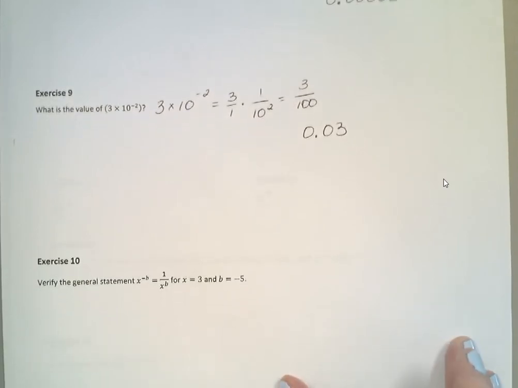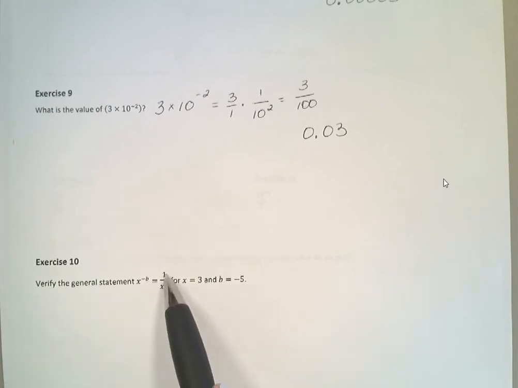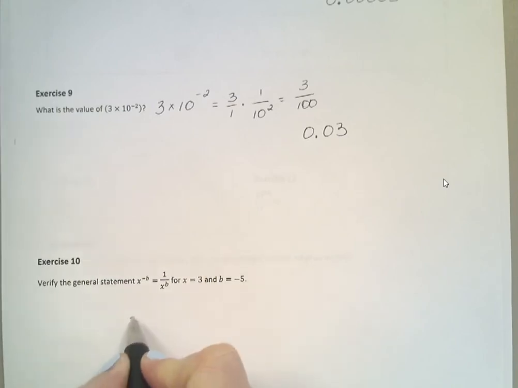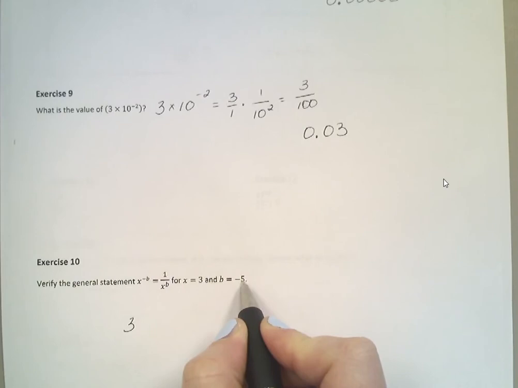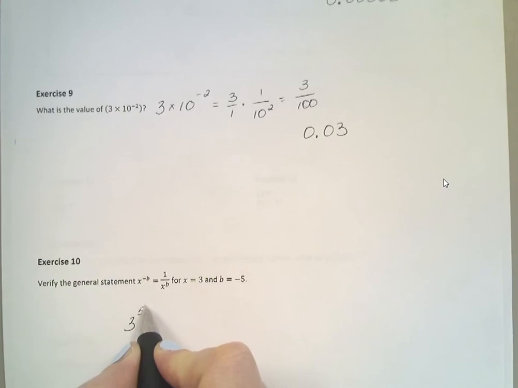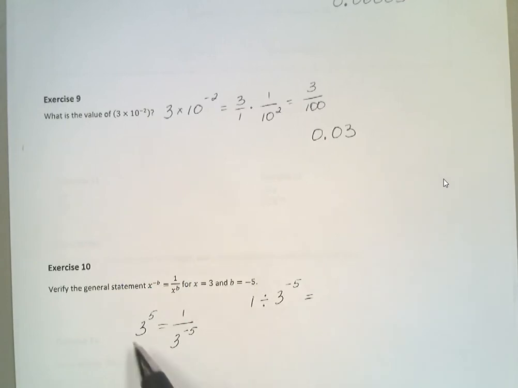Exercise 10, last one here. Verify the general statement for x to the negative b power equals 1 over x to the b for x equals 3 and b equals negative 5. So I will put 3 instead of the x, and since b is negative 5, negative b is going to be positive 5. Okay, and that will be 1 over 3 to the negative fifth. So how can I prove that 3 to the fifth equals 1 over 3 to the negative fifth?